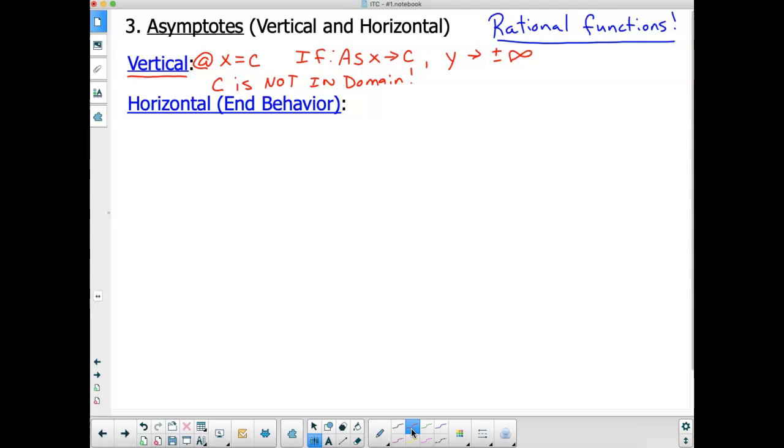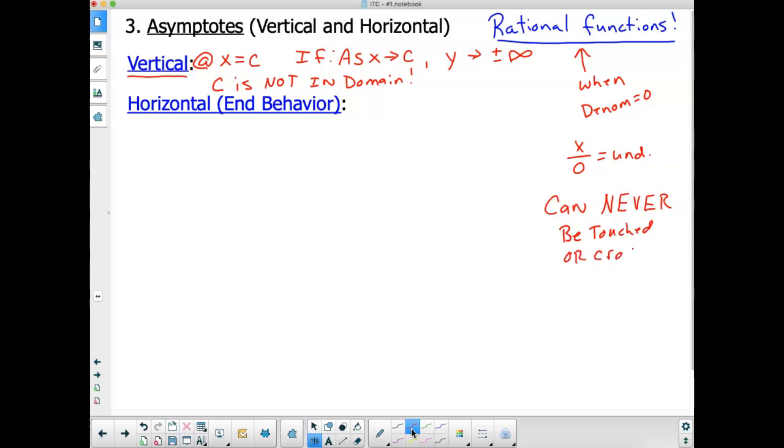When does that happen? That happens in rational functions when the denominator equals 0. If I have some number over 0, that equals undefined, remember. We can't divide by 0. That is a vertical asymptote in the graph. Okay? Vertical asymptotes can never be touched or crossed. Okay, important. Vertical asymptotes can never be touched or crossed.